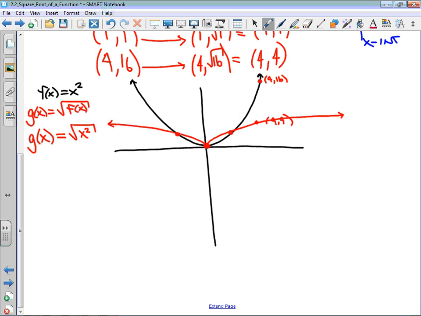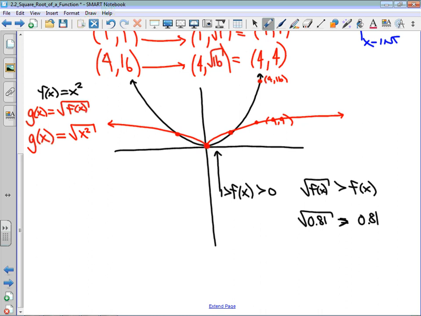Now, unfortunately, we have to get into a little more detail here. What's happening here is that f of x is greater than 0, but less than 1, which means that the square root of f of x will be greater than f of x. And I would encourage you that if you have your calculator, check if the square root of 0.81 is greater than 0.81. The square root of 0.81 is 0.9, and 0.9 is definitely greater than 0.81. We'll look at one more number here. What about the square root of 0.25? Is that greater than 0.25? If you have your calculator, the square root of 0.25 is 0.5, and that's definitely greater than 0.25.